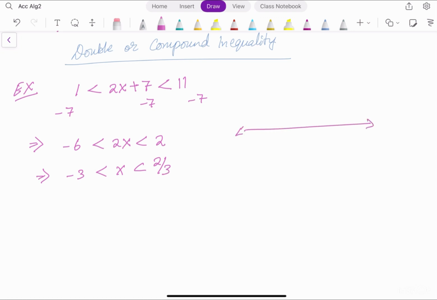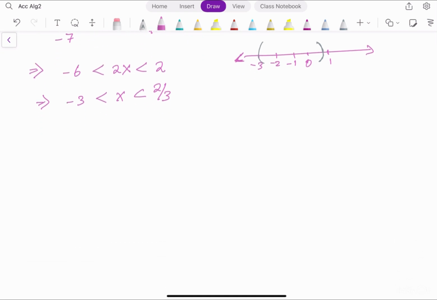Let's graph it on a number line. So remember, the symbols here, the inequalities, are less than and greater than. There is no equal to, so it will be the open intervals. And because it's a compound inequality, they are facing each other. They are not facing against each other. If it is not compound, then they will face away from each other. We will do one problem in which the graph will face against each other.